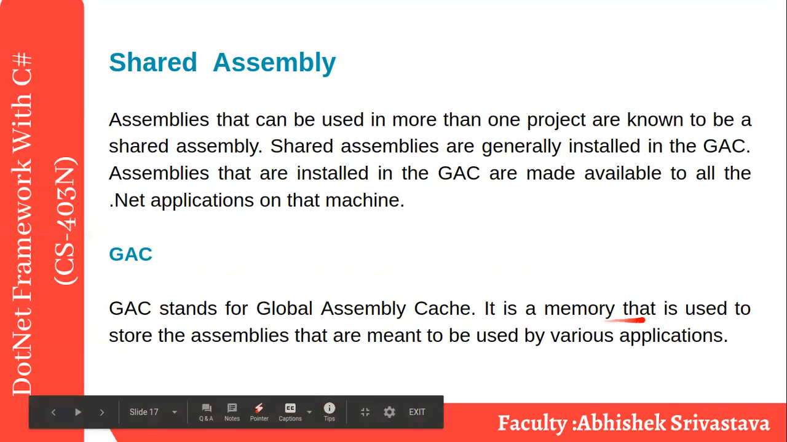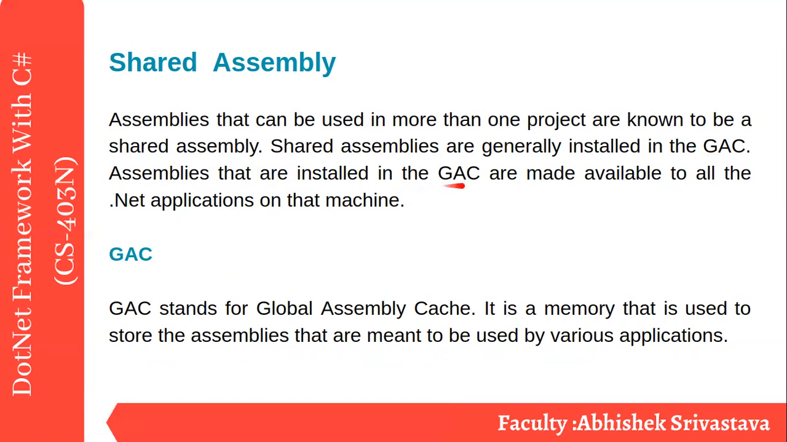It is a memory used to store assemblies meant for use by various applications. So the assemblies which can be used by different application projects are stored in the GAC. Assemblies installed in the GAC are made available to all .NET applications on that machine. So what is a shared assembly? Shared assemblies are those used by all projects and stored in the GAC. What is the difference between private and shared? A private assembly is used for one application and stored in the bin folder. A shared assembly is stored in the GAC and used for all projects.